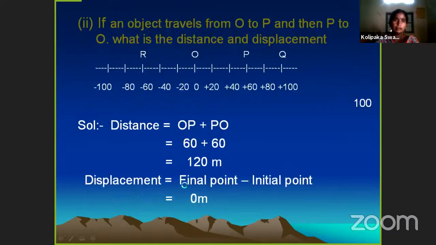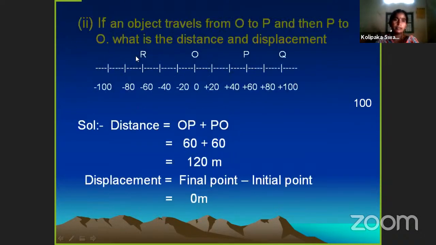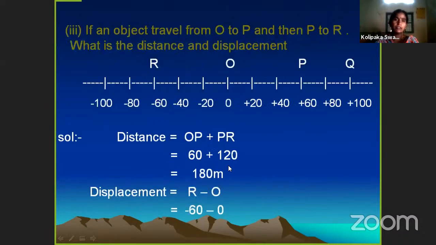See children, in the first case, the distance value is positive 120 meters, and in the second case, the distance value is 120 meters, a positive value, and in the third case, the distance value is positive 180 meters. That means the distance can never be negative. It is always positive.